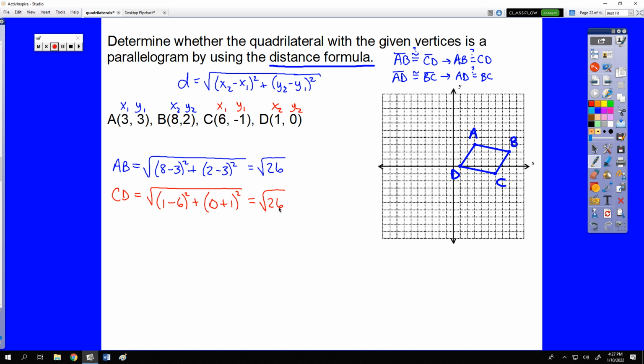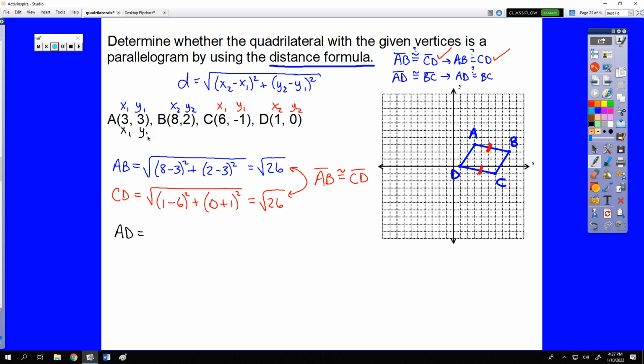26, which confirms that these are congruent, and allows us to go in and mark our first set of congruent sides. Okay? That confirms that AB is in fact congruent to CD because they are the same length. So then we move to the other two sides. We start with AD.